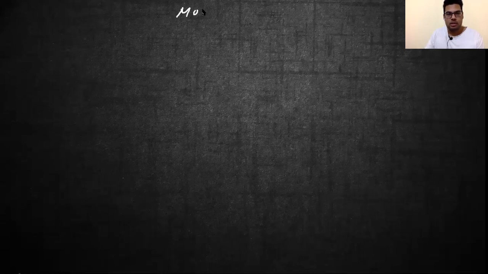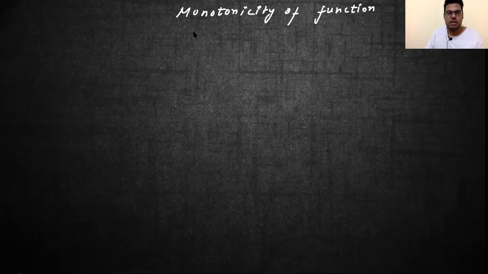So what does this mean? We'll try to see. Monotonicity of a function. So it will include the increasing or decreasing part of the functions, whether the function is increasing or decreasing. So it will be taking care of all these things. So now it will include, as I said, increasing or decreasing function. First of all, let us discuss increasing or decreasing function.